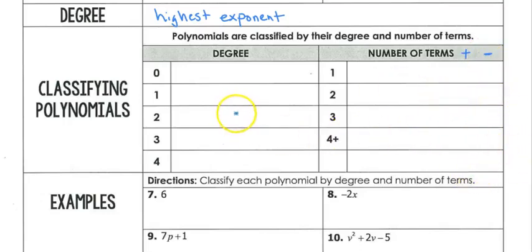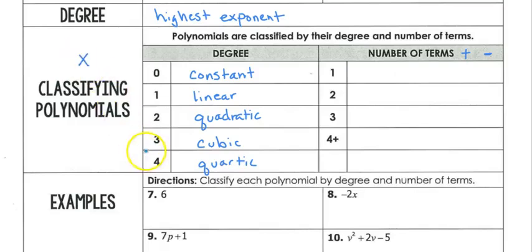So each time you see a plus sign or a minus sign, that means that's a new term. Okay, so we always write degree first, and so there are different names depending on what the degree is. All right, so a degree of 0 means I don't have a variable at all. I just have a number. We call that a constant. A degree of 1, meaning my highest exponent is 1. And remember, usually you're not going to see the exponent written, so it'll just look like x or a or whatever letter they use. We call that linear.